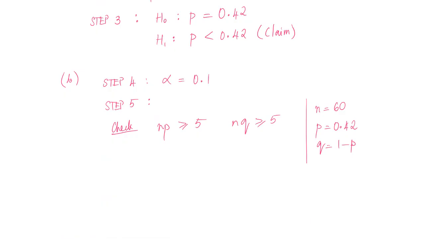And so use your calculator again. And 1 minus 0.42 comes out as 0.58. And multiply your n, 60 times 0.42. And here's 60 times 0.58. Okay. That comes out to be 25.2. That is good. It's greater than 5, right? And then you have this. That is 34.8. Both are greater than or equal to 5, so we're good.